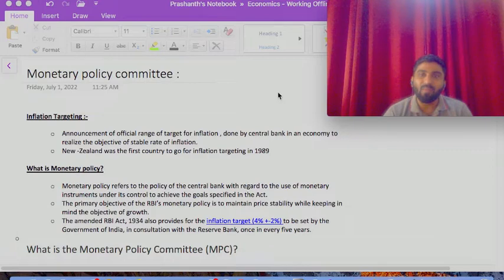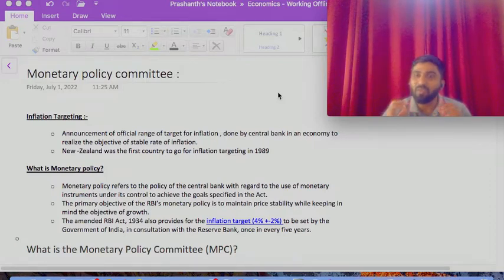Now coming back to monetary policy, it is a policy by somebody. Who is that somebody? It is by the central government and the RBI together. Monetary policy refers to the policy of the central bank with regard to the use of monetary instruments under its control in order to achieve the goal specified in the act. We will try to understand which act later, but the primary objective of RBI's monetary policy is to maintain price stability within an economy while keeping the growth objective in consideration.